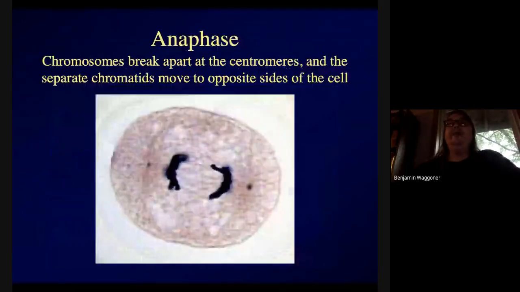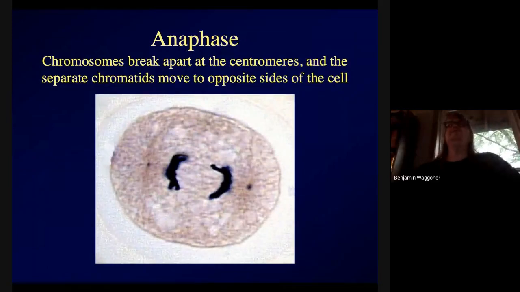Then comes anaphase. And in anaphase, the chromosomes break apart at the centromeres. And these separate chromatids migrate to opposite sides of the cell. Remember that when cell division started, each chromosome was made up of two chromatids stuck together in the middle. Now's the point where the two chromatids separate from each other. That centromere breaks, and separated chromatids are pulled to opposite sides of the cell.